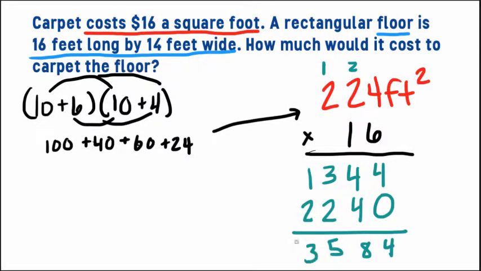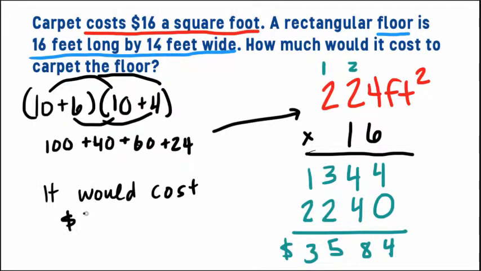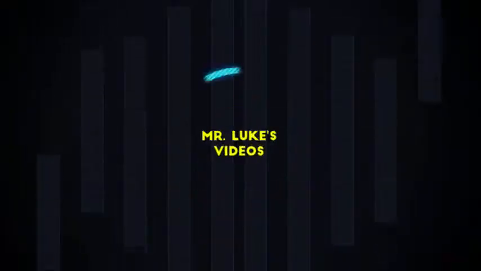So for 224 square feet of carpet, it's going to cost $3,584. You may want to check your answer, and if you check it, you should get that this is correct. Now, how would we write that? We would just say, how much would it cost to carpet the floor? It would cost $3,584. There you go.